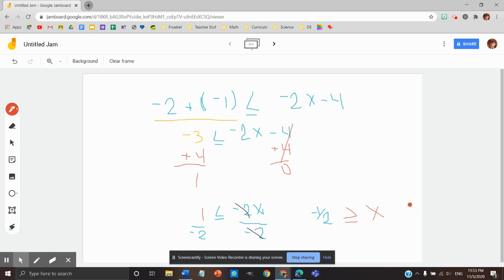And that is all to it. That will be our answer. Negative a half, right? -1/2 bigger or equal to x.